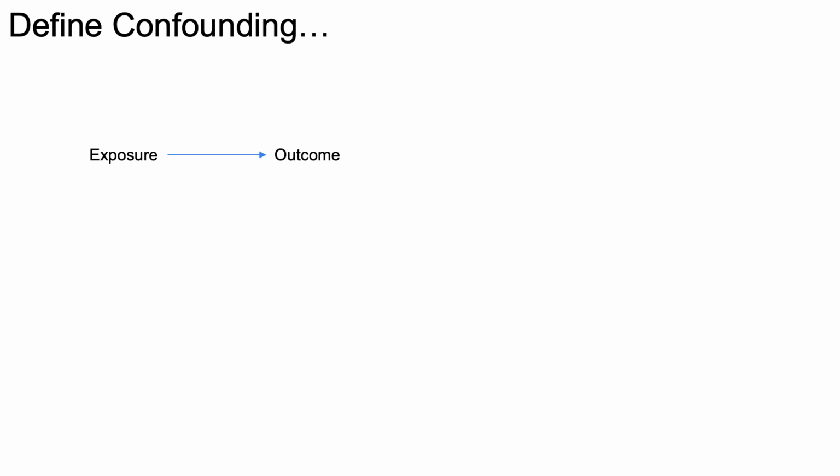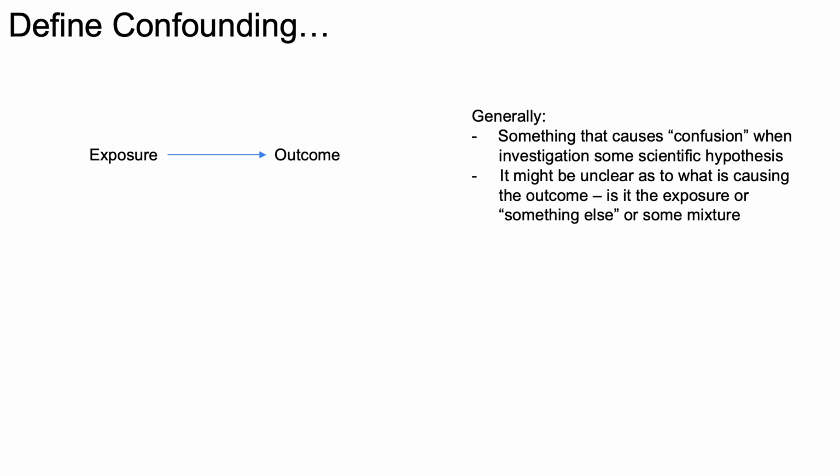So now what is confounding? Generally, it is something that causes confusion when investigating a scientific hypothesis. It is unclear whether the exposure is causing the outcome, or something else, which is the confounder, is causing the outcome, or you're seeing a mixture of something.